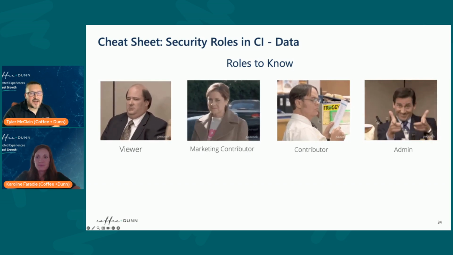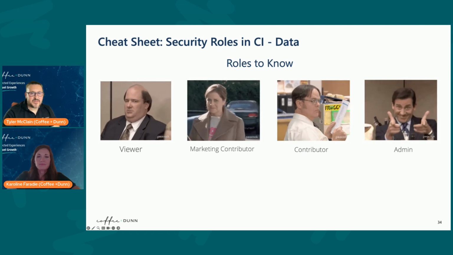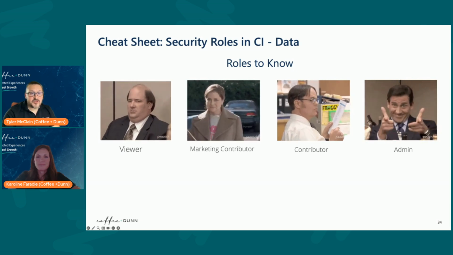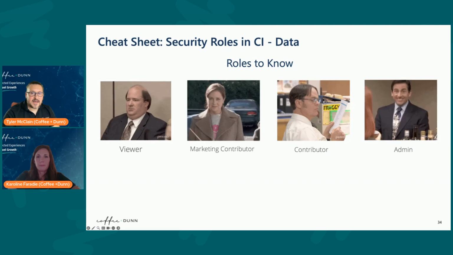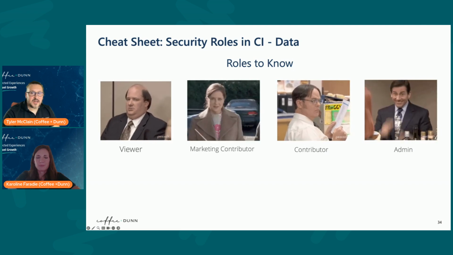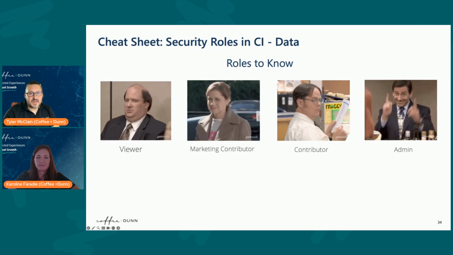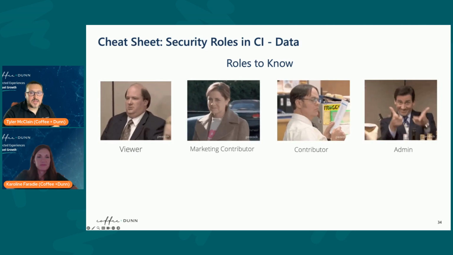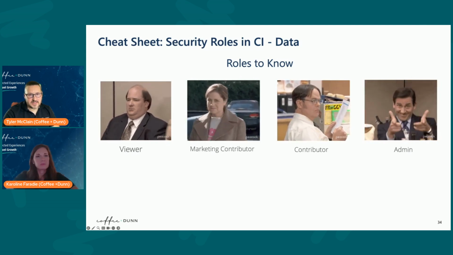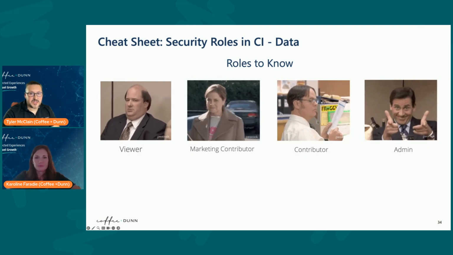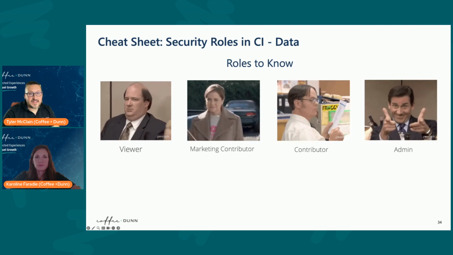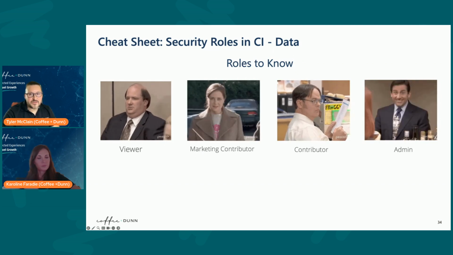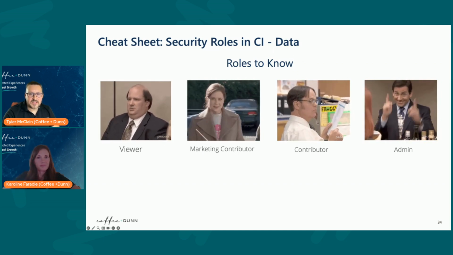CI data differs from CIJ, in that it provides four standard roles that do not allow configuration. The first role is the viewer. This basically allows you to view a limited set of pages of information, how information is stored within CI data, and not really perform any administrative actions. The next is the marketing contributor. This role was created specifically out of feedback as CI data has evolved, and we're hoping that this role continues to evolve as Microsoft makes improvements to the product.